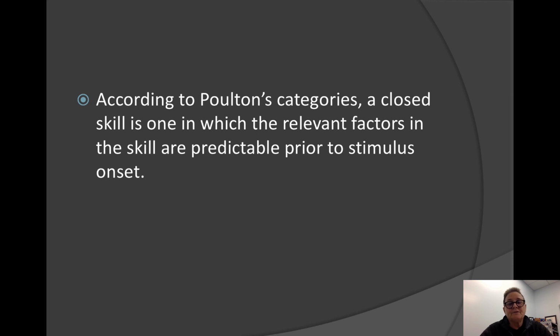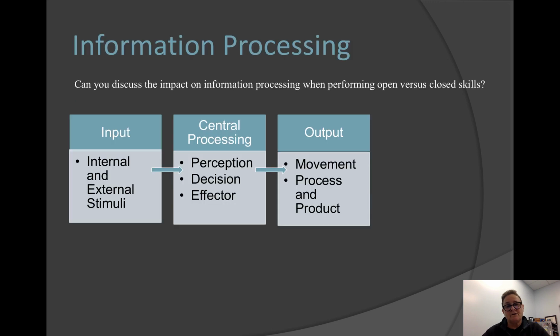In a closed skill, for example, batting off a tee, notice that what we've changed in this environment is the moving object. In a closed skill, notice as batting off a tee, the ball is stationary until the person swings and hits it. At that point, it's out of the performer's control. So a closed skill is one in which the relevant factors in the environment are predictable prior to the time that the stimulus occurs. So remember our very simple information processing model from the other day.